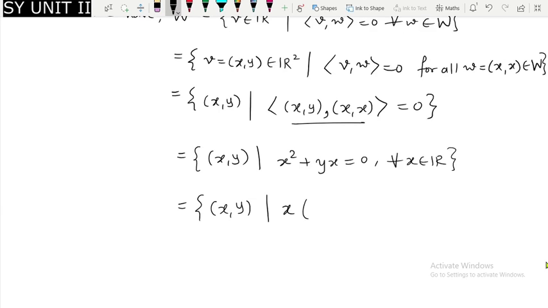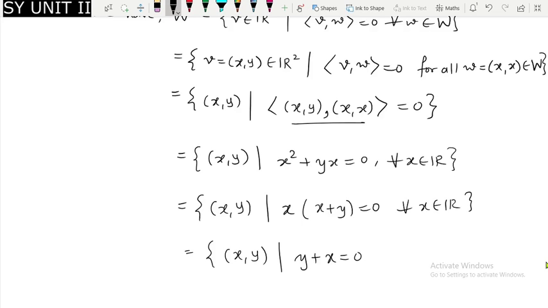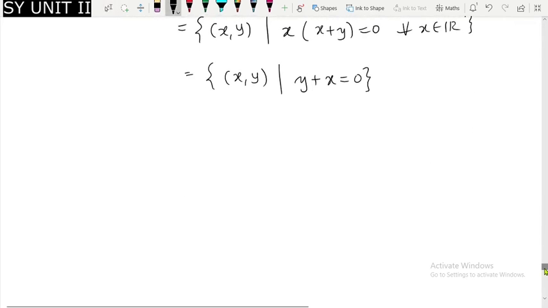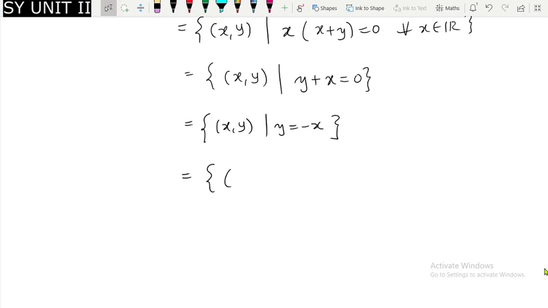So, taking x outside, x plus y will be equal to 0 for all x belonging to R. So this is equal to the set of all (x, y) such that, since it is true for all x belonging to R, I can equate y plus x to 0. If you take the value of x as non-zero, in particular, then y plus x will be 0. Then what will the value of y be? This will be equal to the set of all (x, y) such that y is equal to minus x. And now if we put the value of y here in the coordinates, it will be the set of all (x, minus x) such that x belongs to R, and this is our W perp.